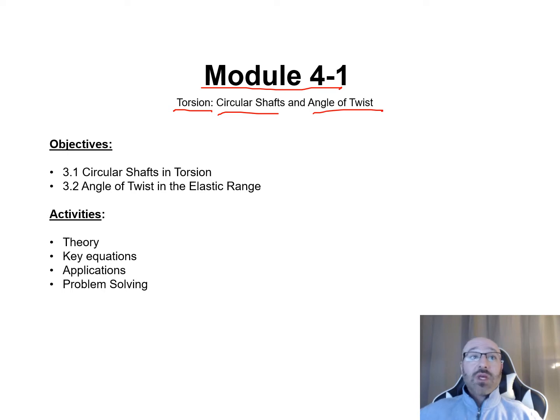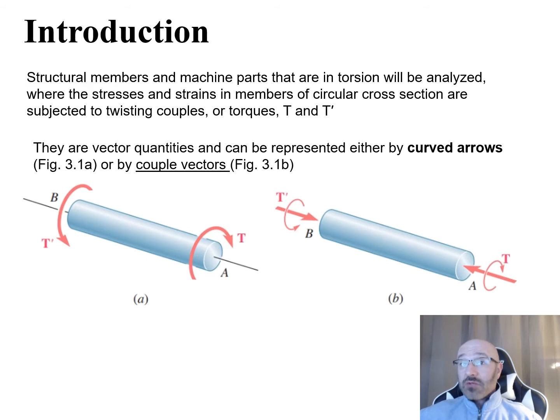Now, objectives within this module, we're going to relate back to our textbook, Chapter 3, specifically Sections 3.1 and 3.2, where 3.1 is circular shafts and torsion, and 3.2 is the angle of twist in the elastic range. Within this module, we'll cover a couple different topics. We'll go through some key theories, key equations, look at some applications, and then go through some problem solving.